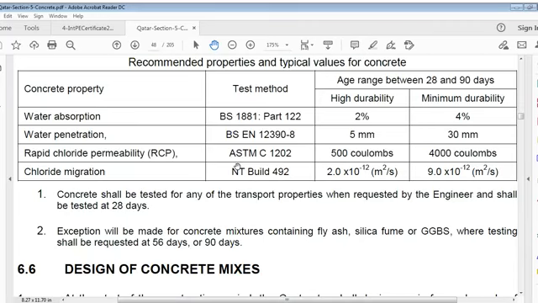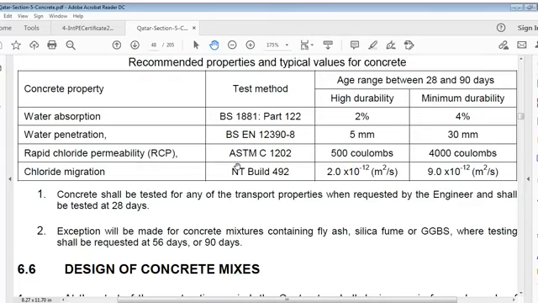Rapid chloride permeability, RCP, ASTM C1202: 500 coulombs in case of high durability and 4000 coulombs in case of low durability. Generally, I think from 500 to 1500 and then say up to 2500. In case of very good concrete, 500 is okay, but for moderate buildings, it could be even up to 1500 or more than that sometimes.